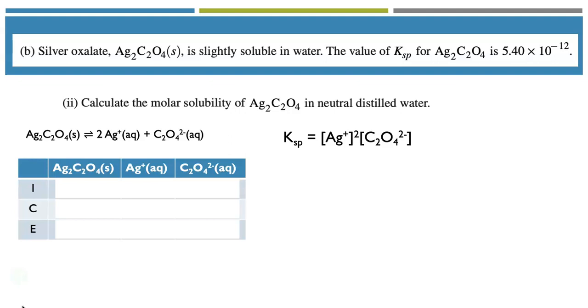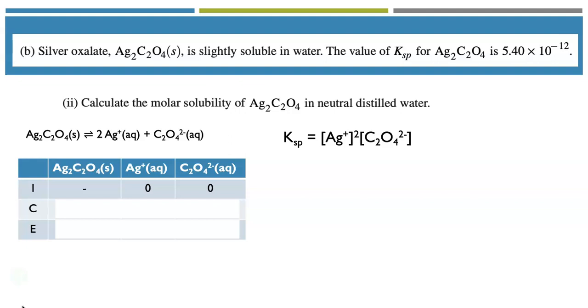We're going to have a column for the silver oxalate, a column for the silver ion, a column for the oxalate ion, and then a row for the initial concentration, how it changes, and what we have at equilibrium. So initially, we don't have any silver ion in solution. We don't have any oxalate ion in solution. The silver oxalate is a solid. Its concentration won't actually change, so we're just going to ignore it.